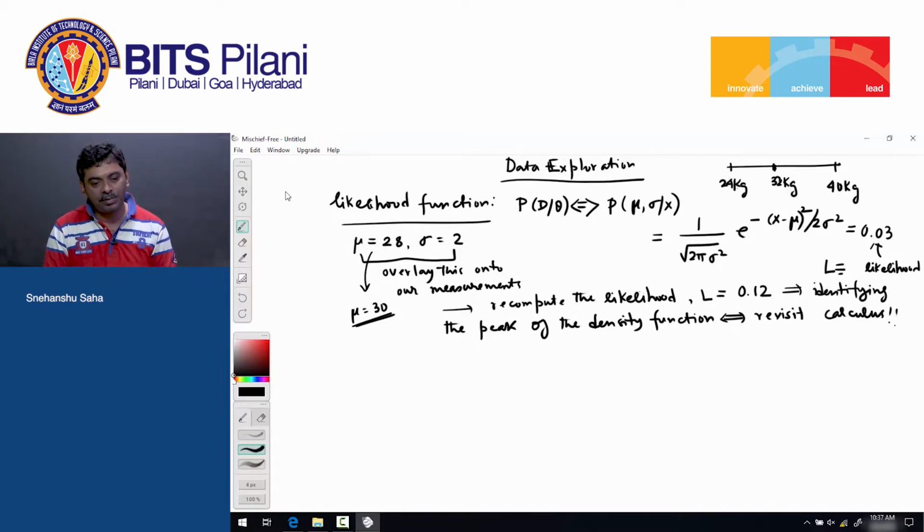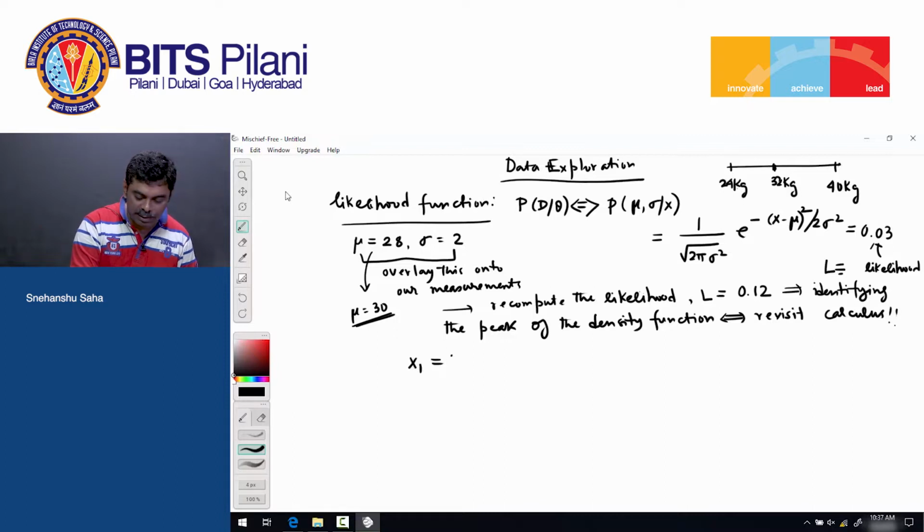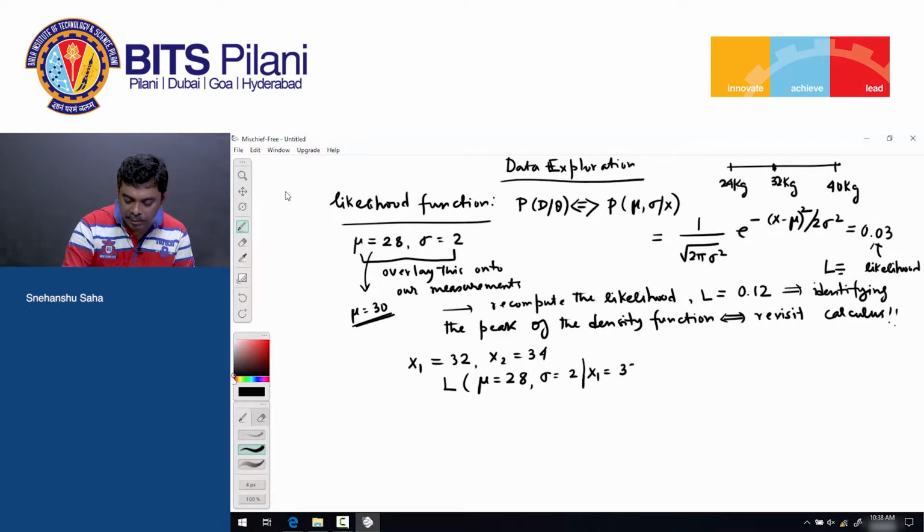What happens if we have two instances of the observed measurement? Let's say we have x1 equal to 32 and x2 equal to 34, two measurements. So the likelihood function, the way you should write it, uses the same density function with mu equal to 28 and sigma equal to 2, given that I now have two instances. So this is my likelihood function.